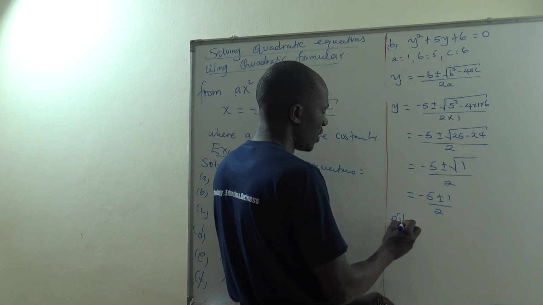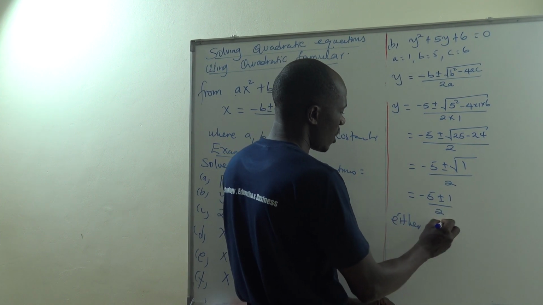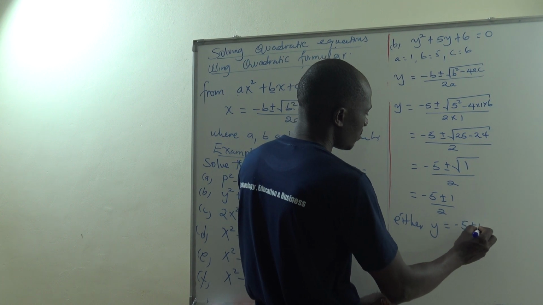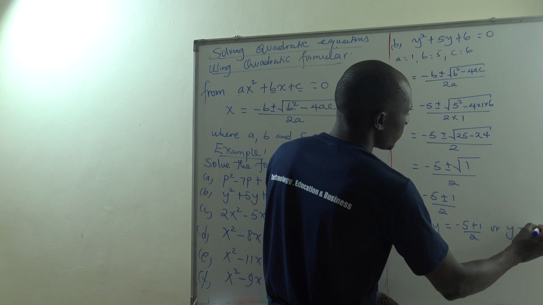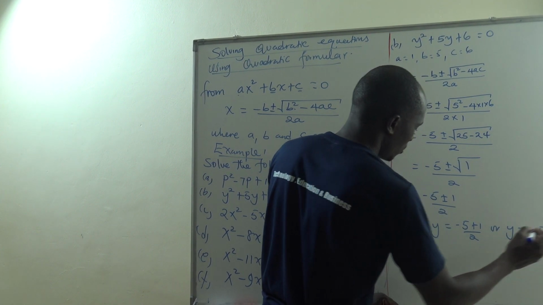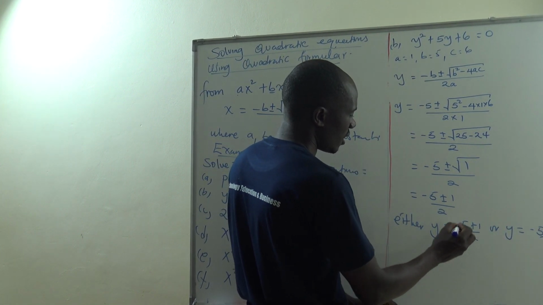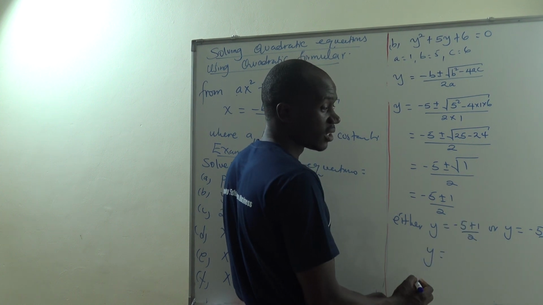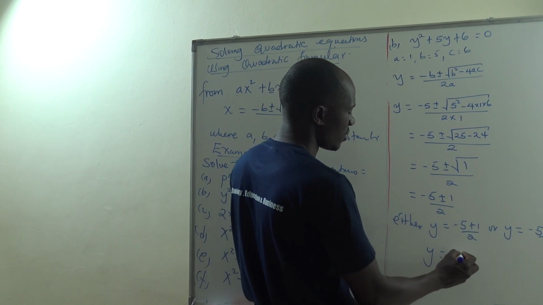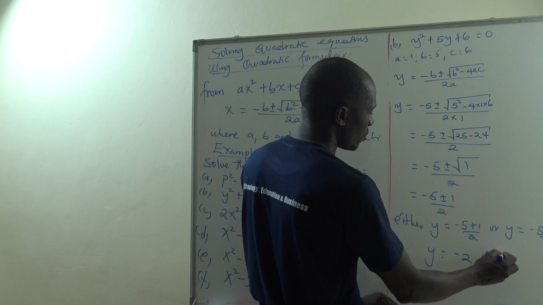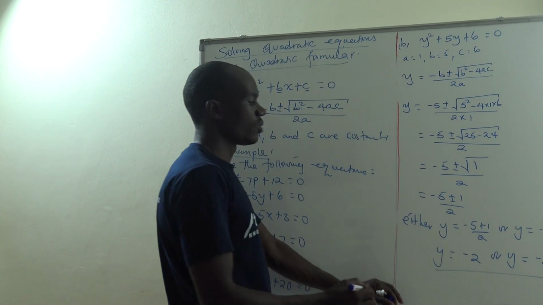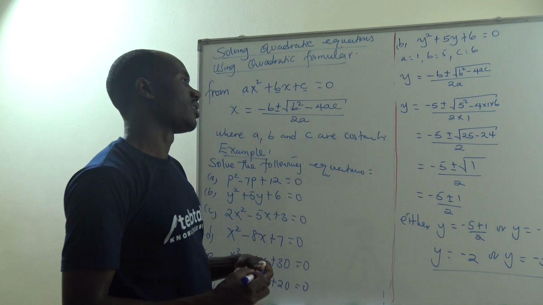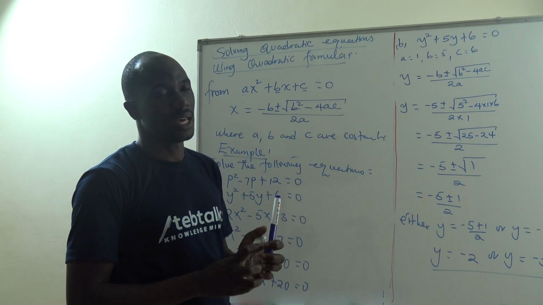So when you reach there, you say either y equals negative 5 plus 1 over 2, or y equals negative 5 minus 1 over 2. Negative 5 plus 1, you get negative 4. Divide by 2, you get negative 2, or y equals negative 3. So that's how we handle such kinds of numbers.